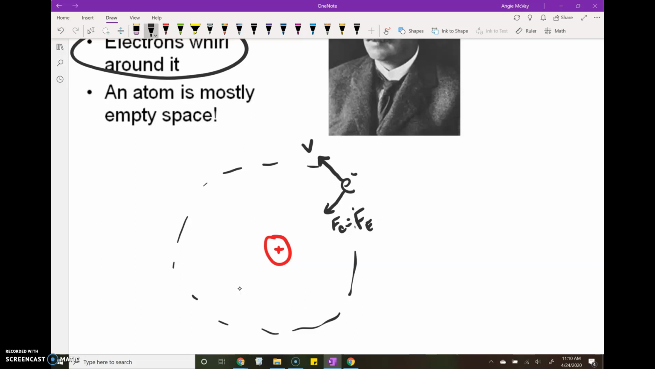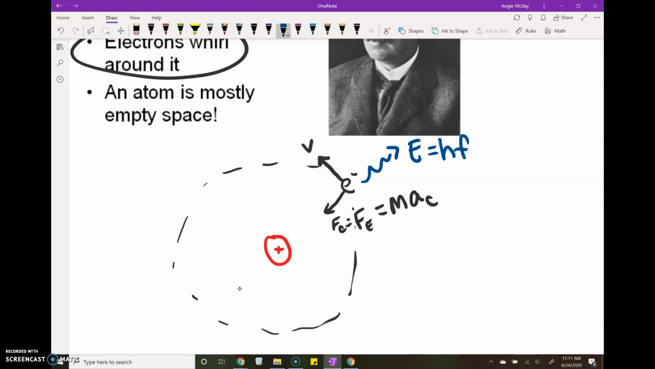Okay. And if there's a centripetal force, that means that there must be some centripetal acceleration. But what do we know about electrons that are accelerating? We know that if electrons are accelerating, they emit light, right? And light has energy. So electrons that are accelerating emit light, and that energy can be calculated using E equals hf.